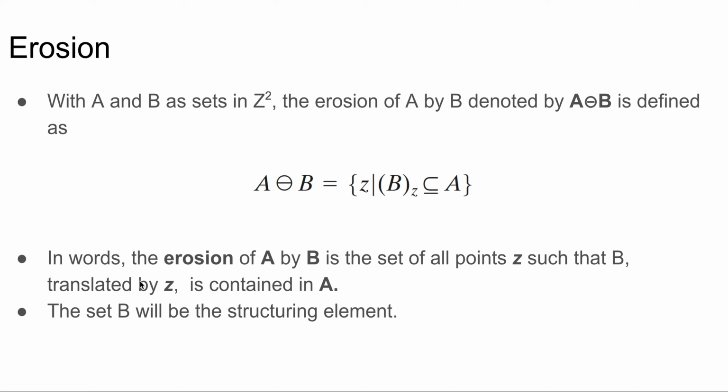Okay. So in words, the erosion of A by B is the set of all points Z such that B translated by Z is contained within A. When I discuss an example, you will understand the meaning clearly. Now most of the time the set B will be the structuring element. So we had seen the concept of structuring element in the previous video.